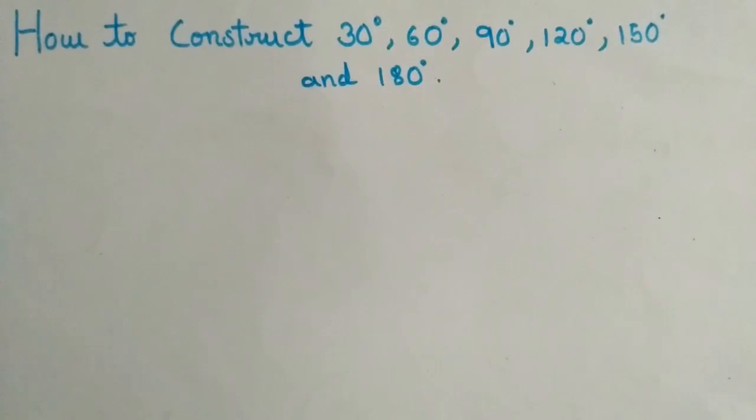Friends, in this video I will tell you about one of the most important parts of mathematics, that is construction. In this video I will tell you about construction of 30 degree, 60 degree, 90 degree, 120 degree, 150 degree and 180 degree. Yes, I know these are not very difficult, but these are the basics of construction. Before doing much more difficult construction, we should know this simple construction. So friends, how to do it?